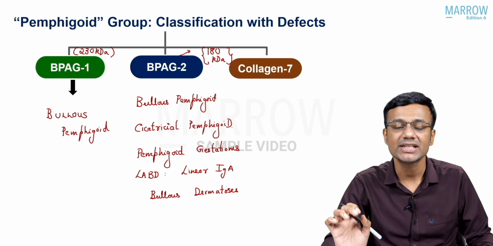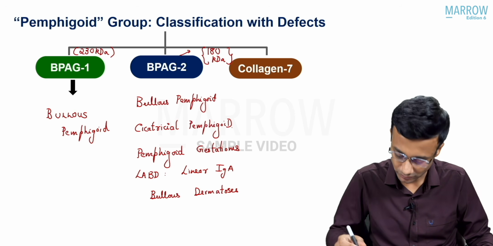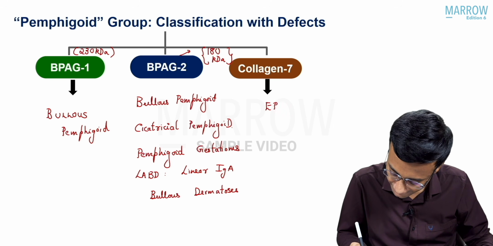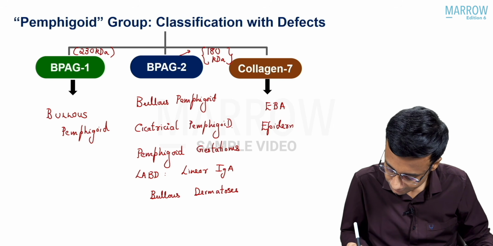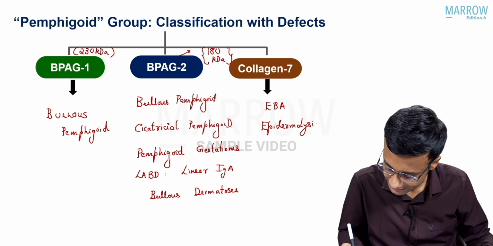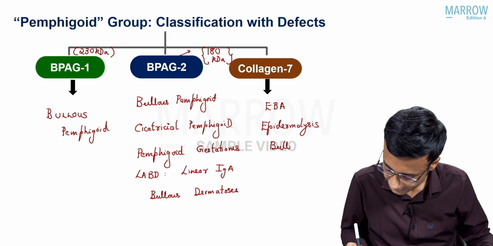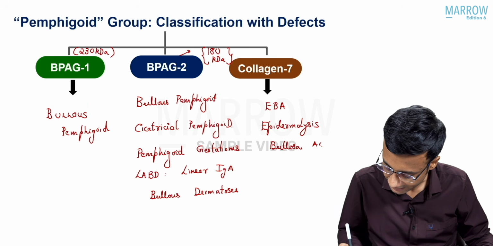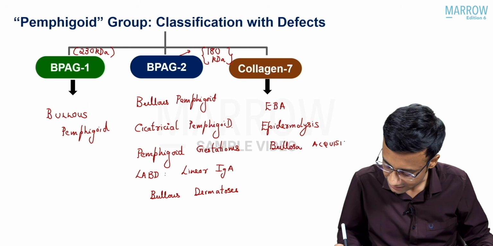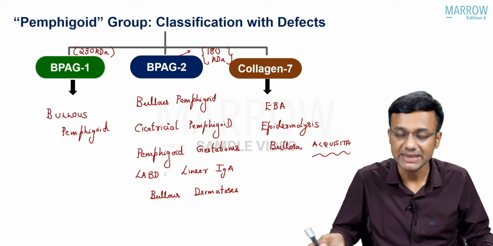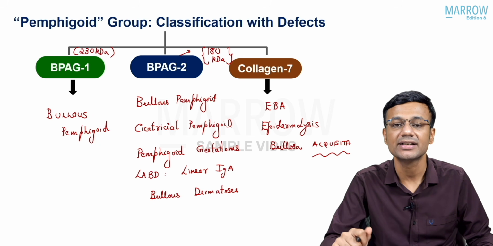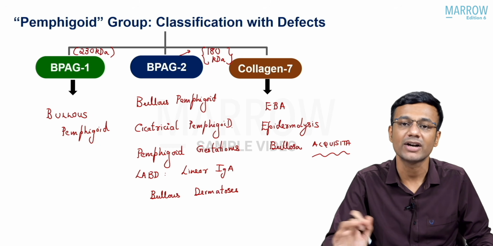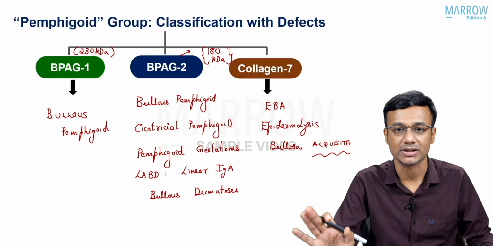And lastly, collagen number 7. Collagen number 7 gets involved in a condition known as EBA, which stands for epidermolysis bullosa acquisita. Acquisita means acquired. Generally, when you hear the words epidermolysis bullosa, you should remember it is genetic, except this condition which says acquisita. This is an acquired form of epidermolysis bullosa.